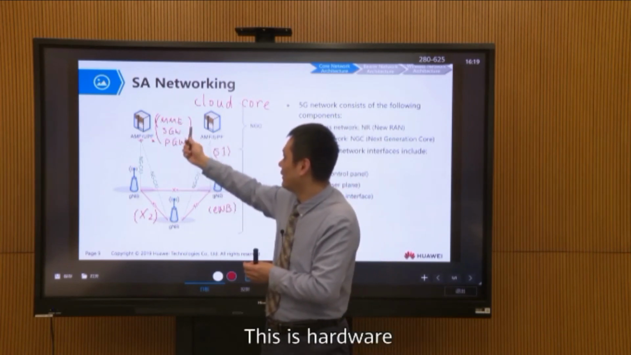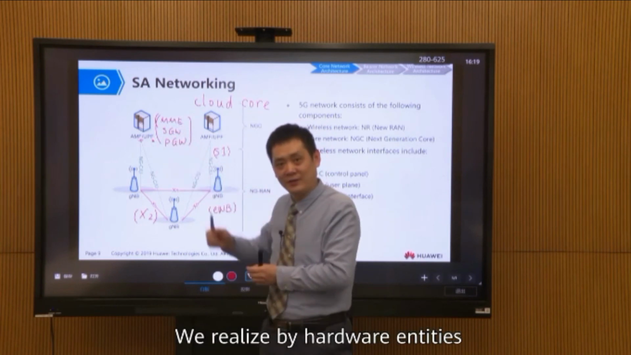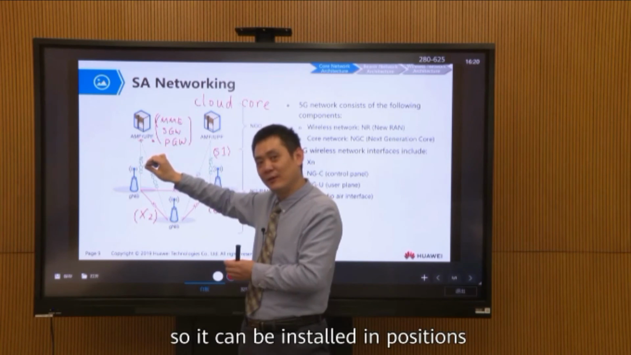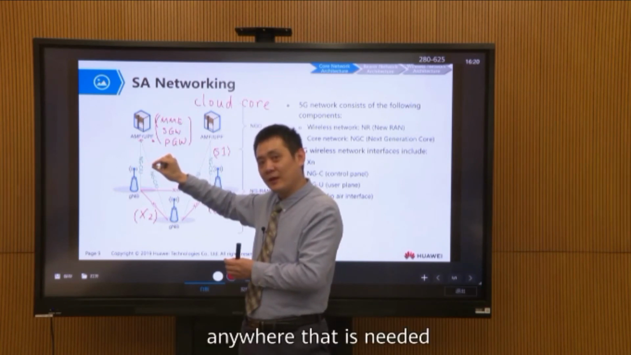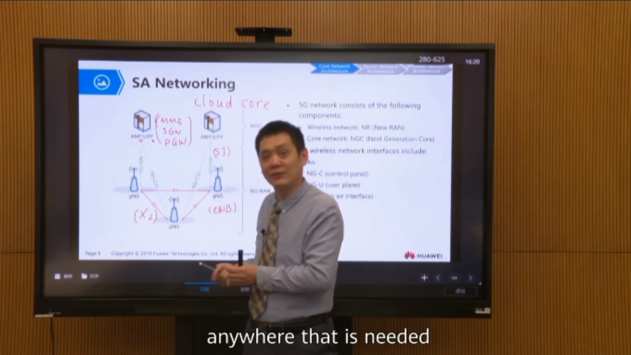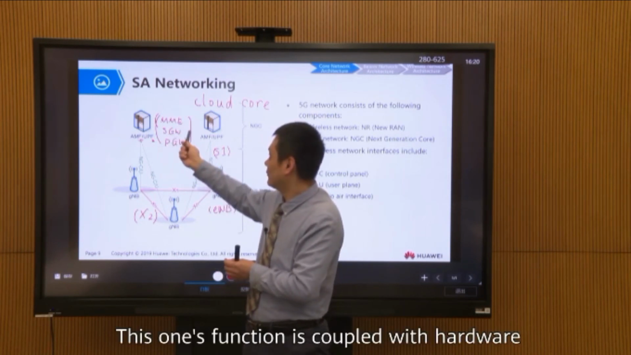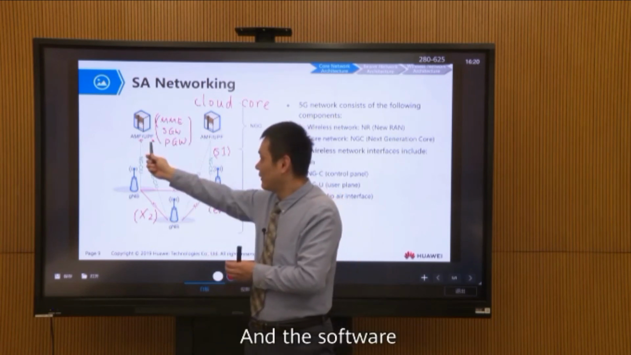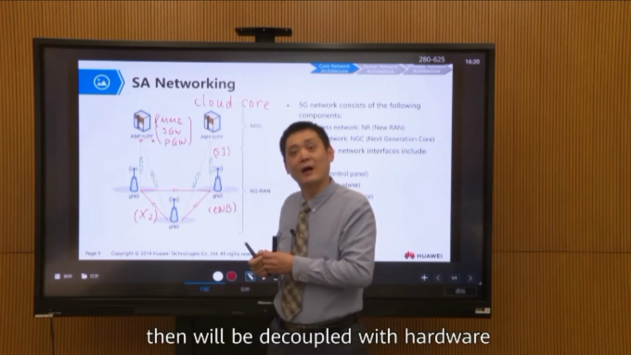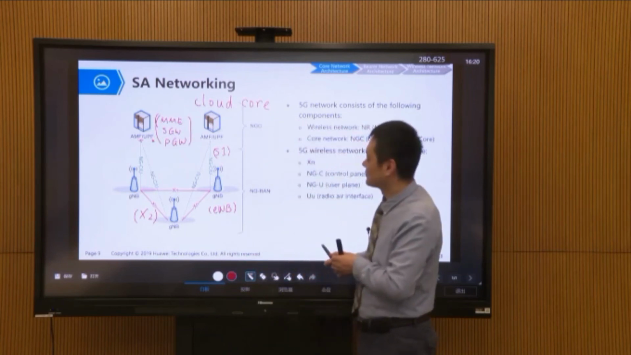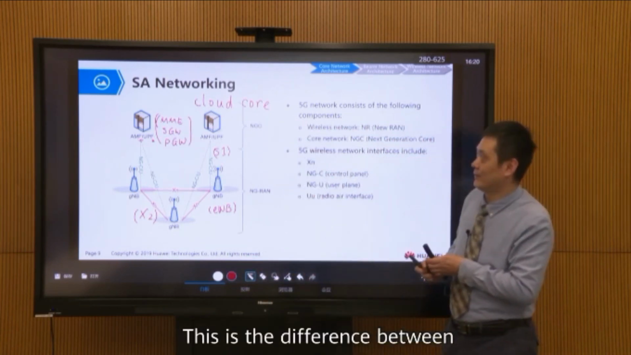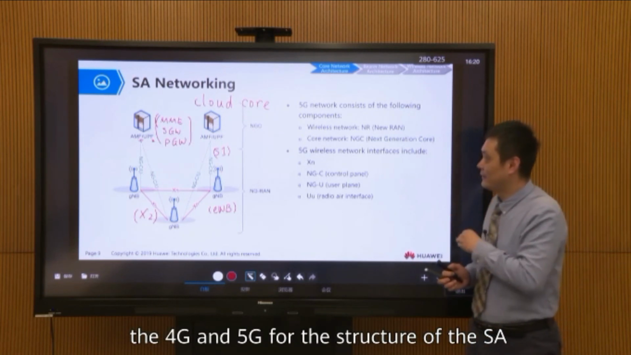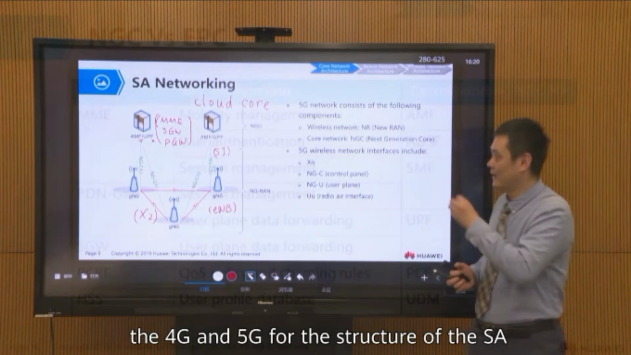This is hardware, realized by hardware entities, and this one is just a function. So it can be installed anywhere it is needed. Not like this one, whose function is coupled with the hardware. In 5G, the software is decoupled from the hardware. So this is the difference between 4G and 5G for the network structure of SA.